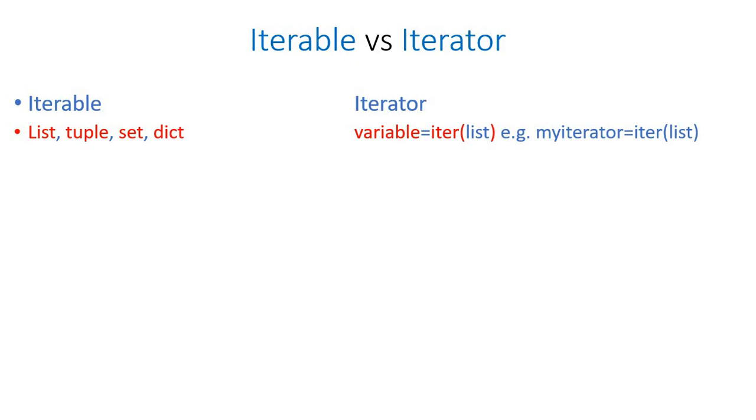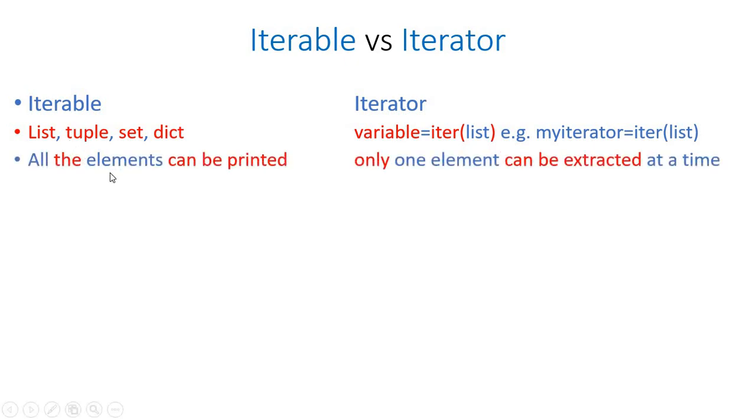On the other hand, an iterator can be produced using the iter command. For example, here you can see that I have applied an iter command on a list, and when you save it in a variable, anything like A, B, etc., that variable is then called an iterator. So this list is an iterable, and when you apply the iter command and save it into another variable, then this new object produced is called an iterator. For example, here my iterator is an iterator.